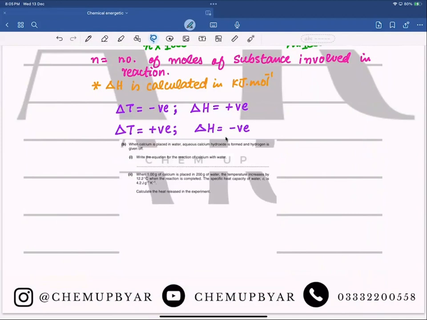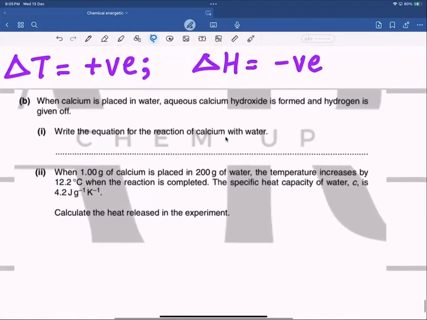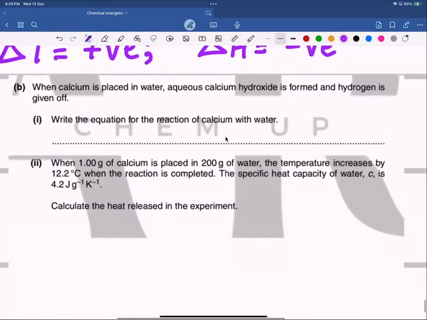Now, have a look at this question. When calcium is placed in water, aqueous calcium hydroxide is formed and hydrogen is given off. So they have given you the information that your reactants are calcium and water, and calcium hydroxide and hydrogen are the products.